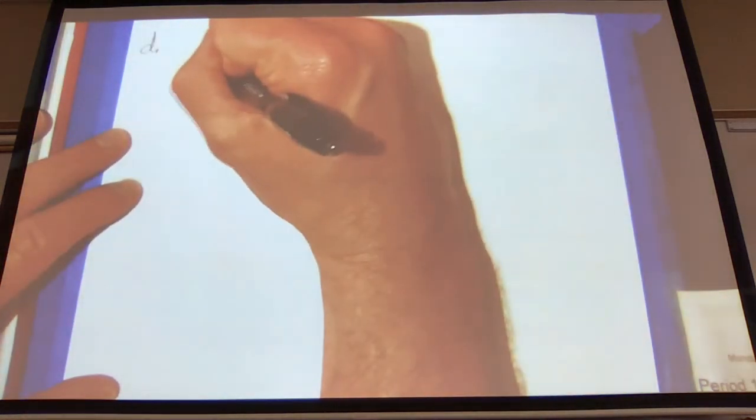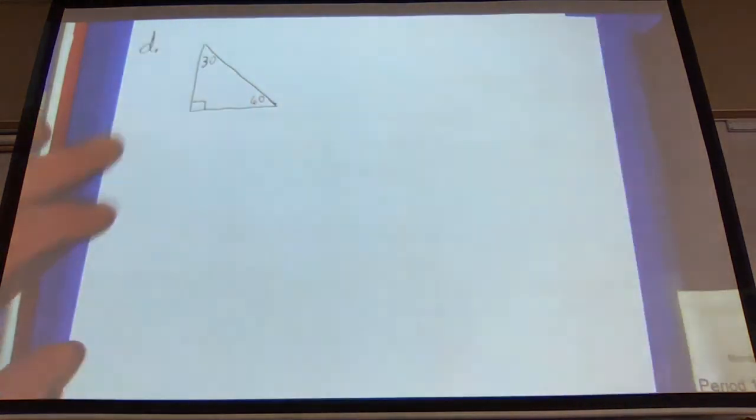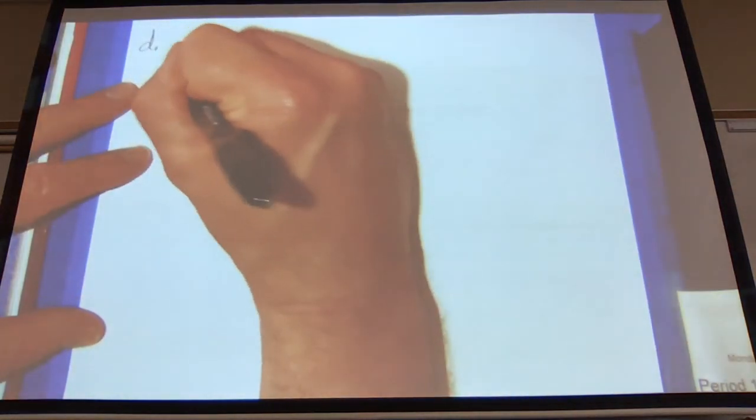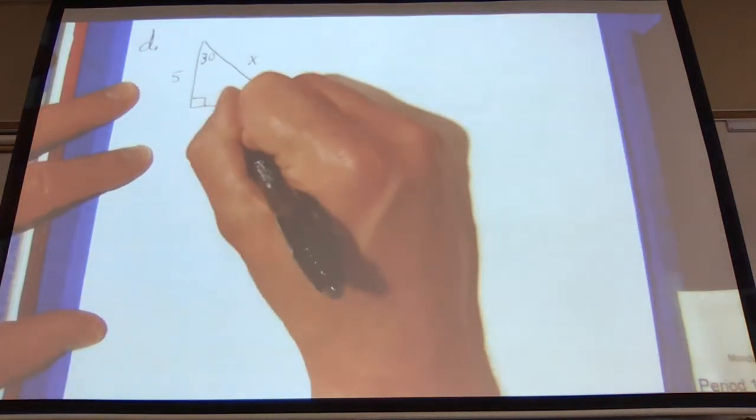We're going to mark all the angles here. We've got a 30, a 60, and a 90. And across from the 60, we're going to have a 5. We've got the x and the y.